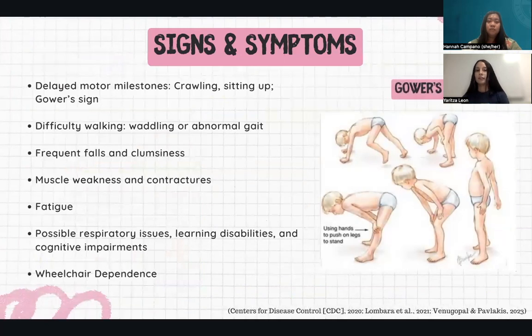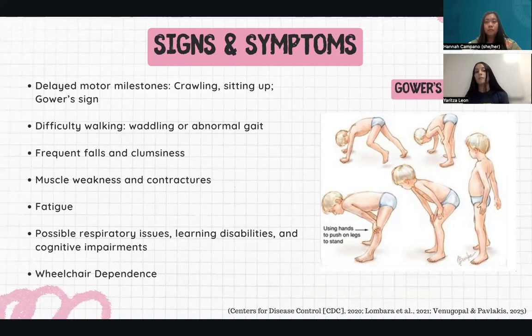So for signs and symptoms, this is going to look different for every individual, but some of the most common ones that you'll see are delayed motor milestones, such as crawling and sitting up. A lot of these individuals, you might see that when they're sitting up, they use what is called a Gowers sign, which is seen over here in the picture on the right. Pretty much, they put their hands on their thighs and use them to push themselves up to be able to sit up. They may also be experiencing difficulty walking, so you might see waddling or abnormal gait.